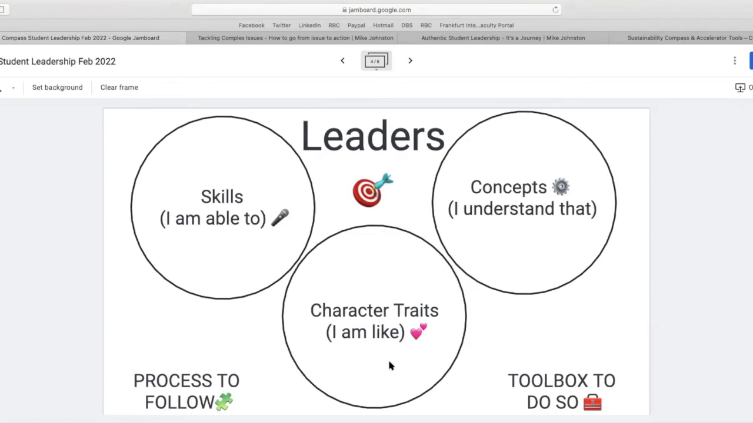So the way that we've tried to frame it here at FIS is, okay, what skills to be a change maker? What concepts do you need to understand to be a change maker? What character traits do you want to foster? What process will you follow if you want to make change? And what's in your toolbox to do so? What should you throw in your toolbox first? I say the compass and iceberg. That's always the place that I start people at, and then we go from there.